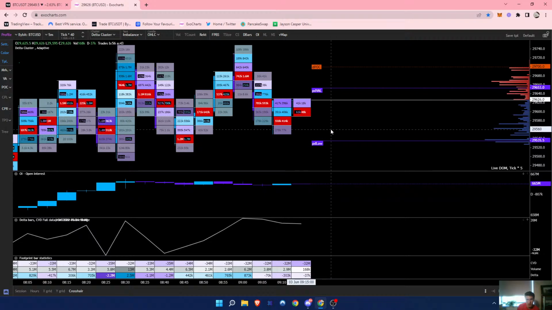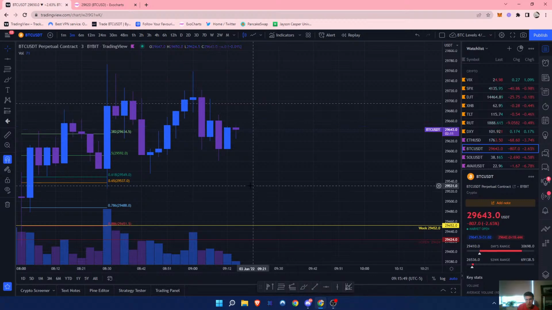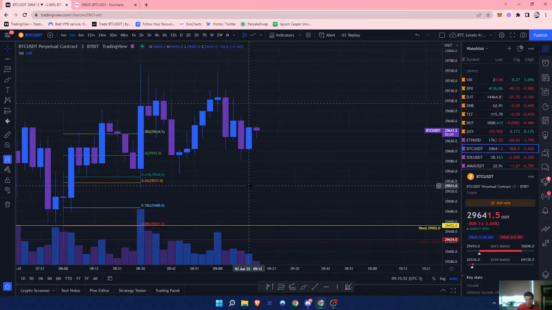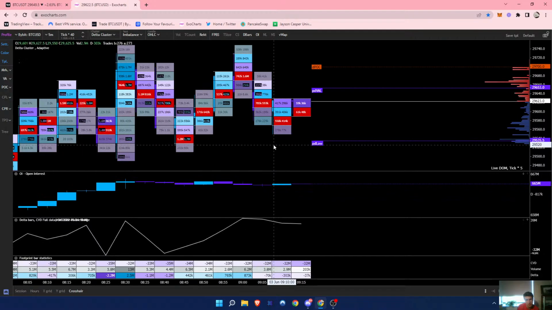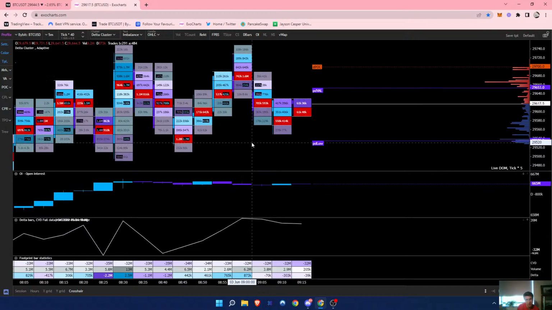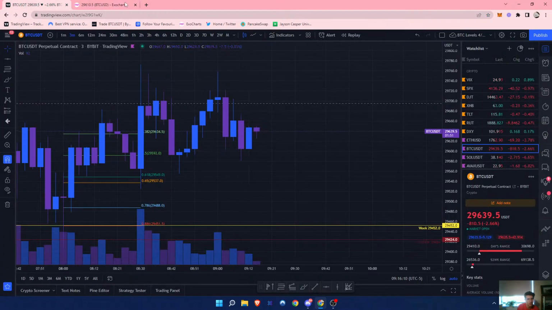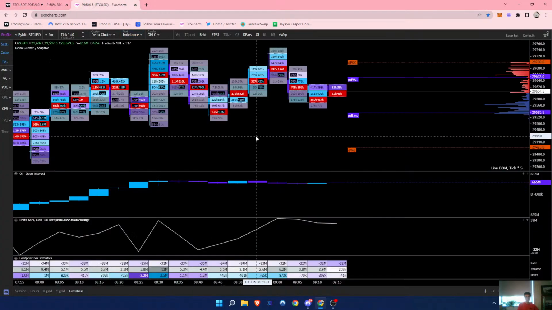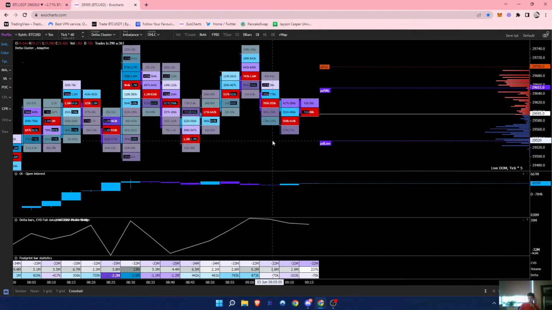But yeah, I don't think I'm gonna take a trade right now. Again, if I were to take a trade right now, I'd be forcing it, and if anything, it'd be a long. But I don't really have my confirmations right now. I'm not seeing anything that would make me push the buy button.